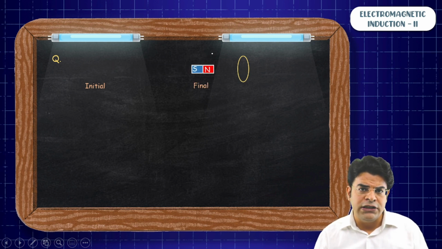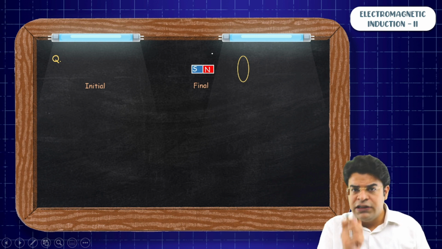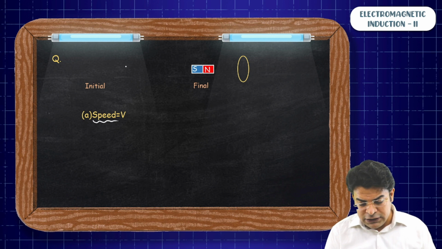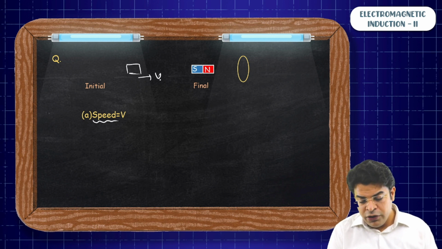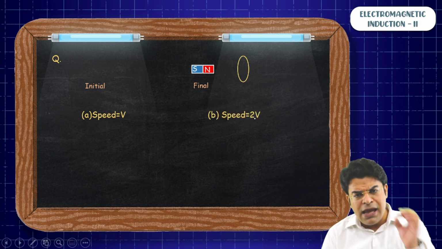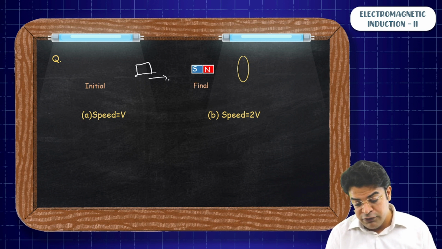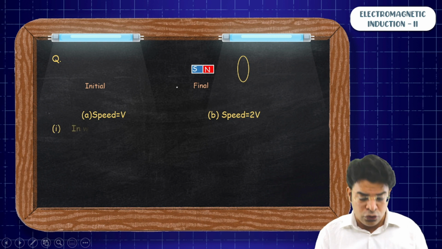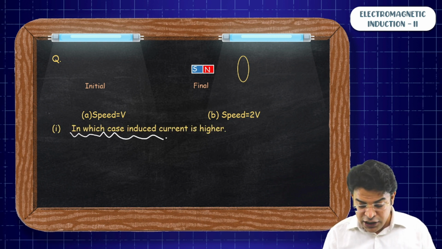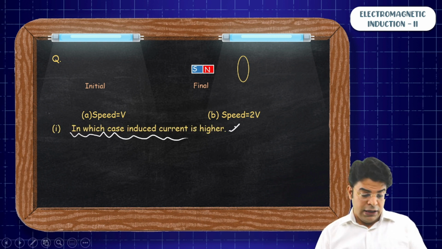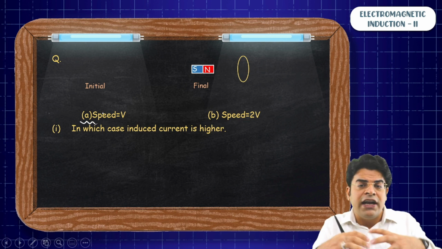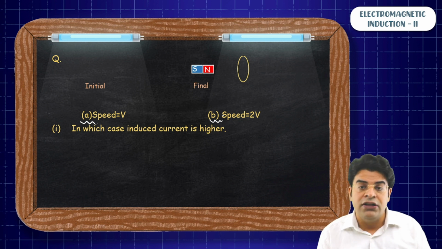Now the question is, you are moving this bar magnet with two different speeds. In case A, you are moving this bar magnet with a speed V, while in case B, you are moving the same bar magnet but with double the speed, with a speed 2V. And then this question is asked. In which case is the induced current higher in the loop? In case A, the current is more, or in case B, the current is more.